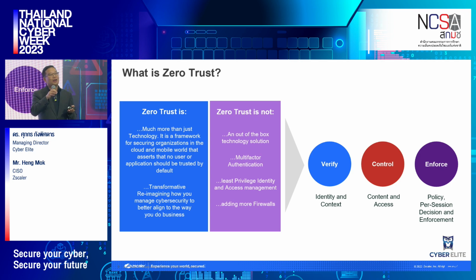And when we think about the concepts of zero trust, we can break it down into these simple mechanisms. We want to verify the connection. We want to identify the context around that. We then want to control. So we want to determine, based on that identity and the context, what that particular connection can do. And then finally, we want to enforce a policy, with a per-session decision and enforcement. And that enables that connection, utilizing the network purely as transport.